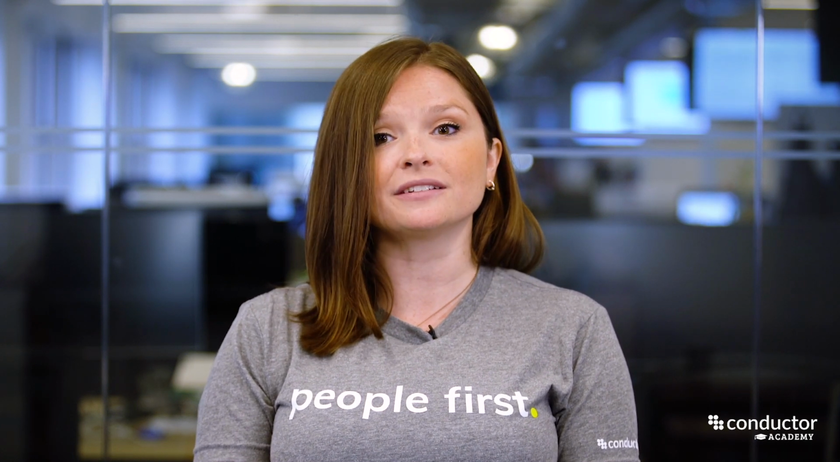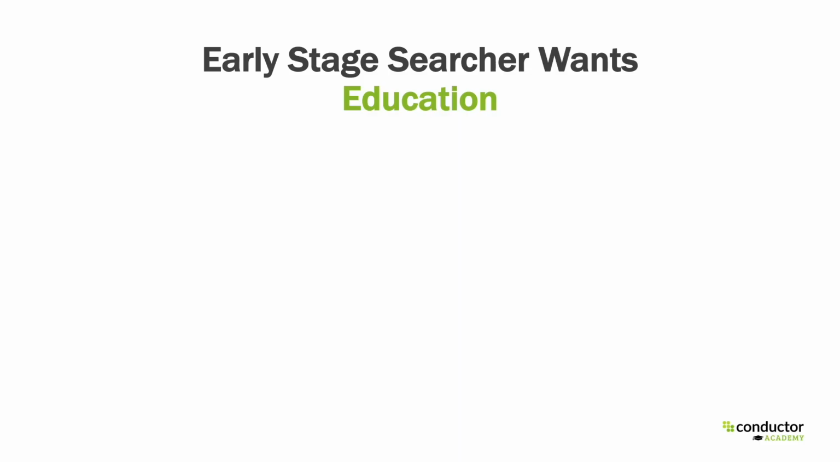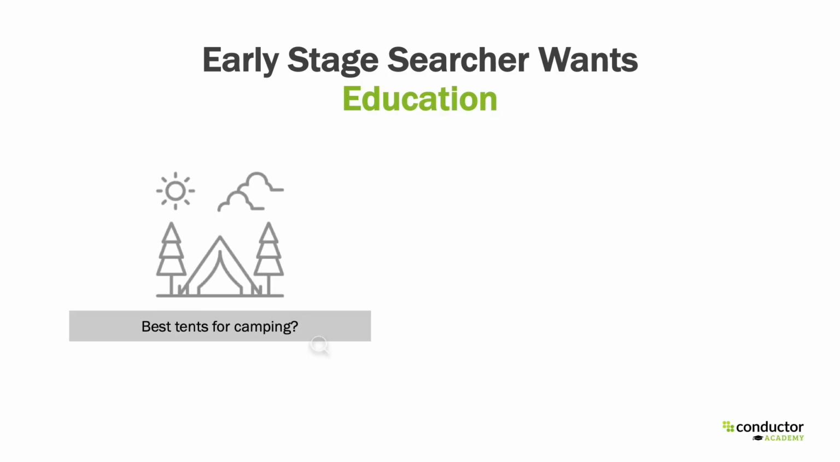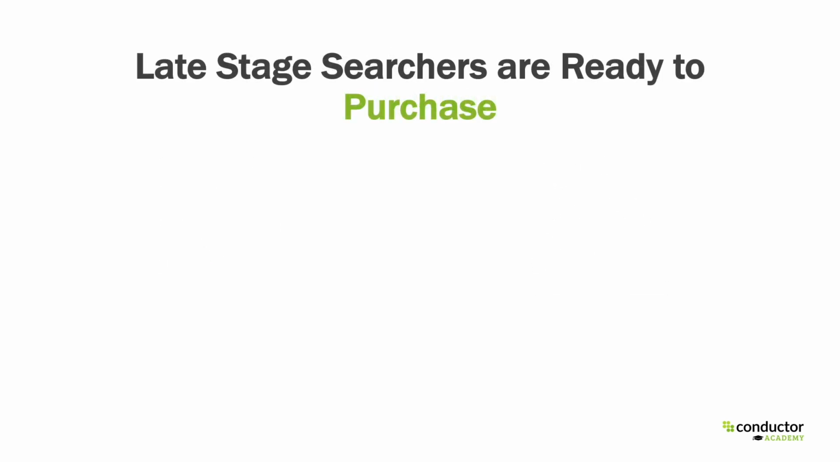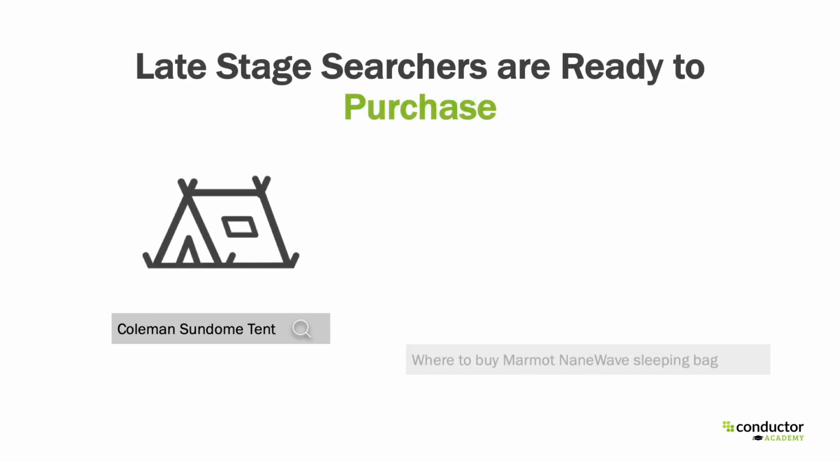In digital marketing, we often refer to the buyer's journey and the different stages of the marketing lifecycle. When the searcher is just beginning their research and asks Google informational questions, they are in the early stages. This is like when I was researching, what equipment do I need for a camping trip? Late stage is when the searcher is ready to purchase a product.